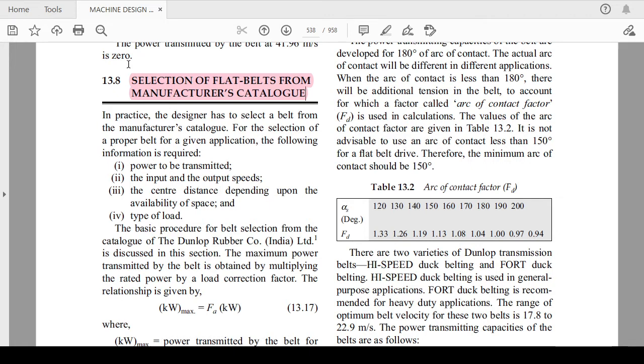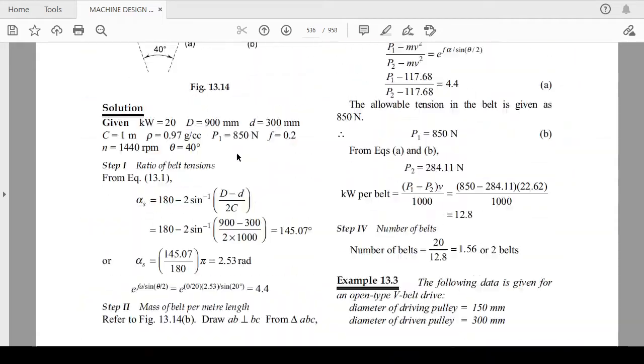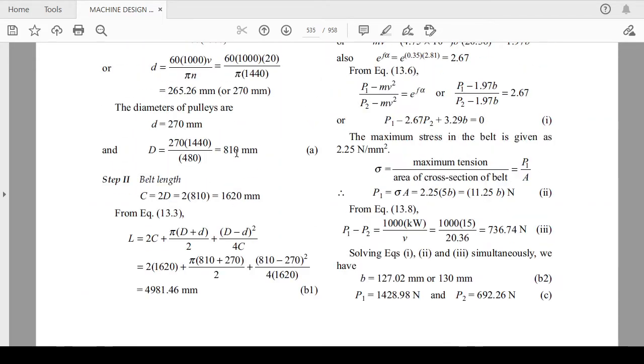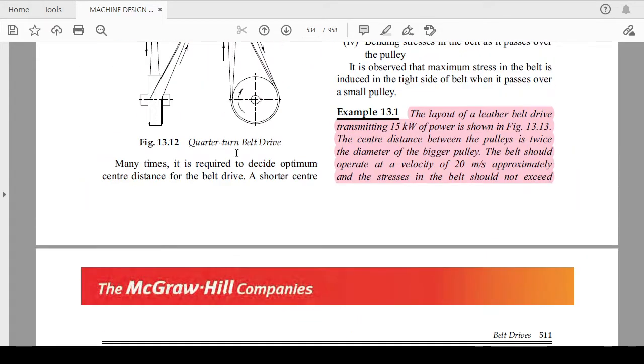So today we are going to discuss the selection of a flat belt from the manufacturer's catalog. Whatever tables you are seeing here will be there in your design data book. If any numerical comes on this topic, you can ask for such data from your invigilator. He will provide it. Before going into detail, let us complete one simple numerical on the design of a flat belt.